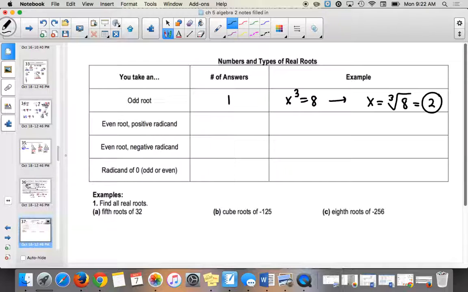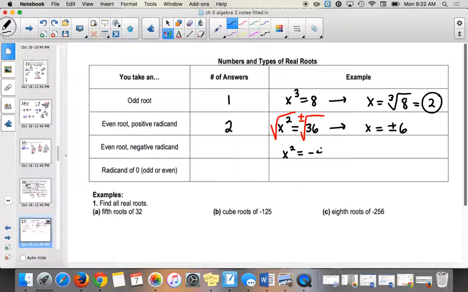But if it says you have an even root and a positive radicand, so what if I have x squared equals 36? When I take the square root, I do the plus or minus. So Cole's saying there are two answers. Do you guys agree? X equals plus or minus 6, exactly. But what if there was an even root and there was a negative radicand, a negative number under the root? So if I had x squared equals negative 4.